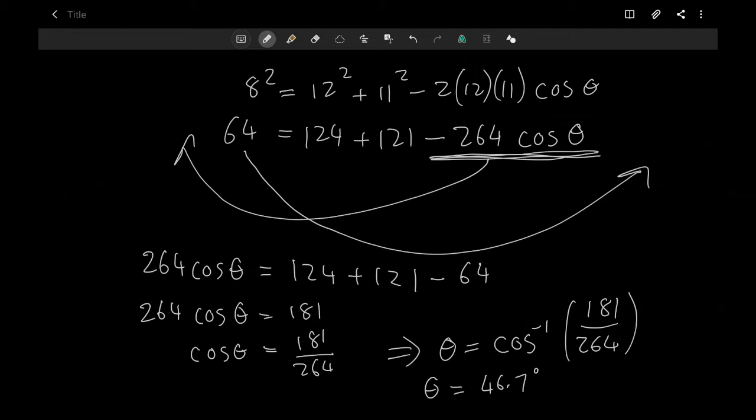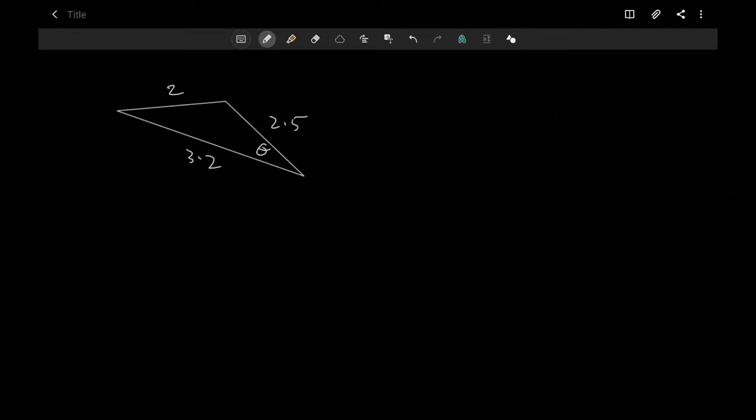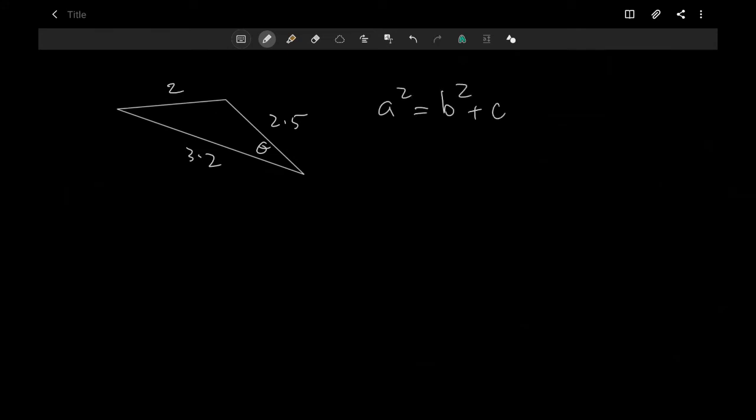I want you to take out your pen and paper and have a try. In this example, we're given three sides and we've been asked to find the angle. The first step you're going to need to do is to write down the equation, and I'll give you a couple of seconds to do that. So the equation would be a squared is equal to b squared plus c squared minus 2bc cos A.